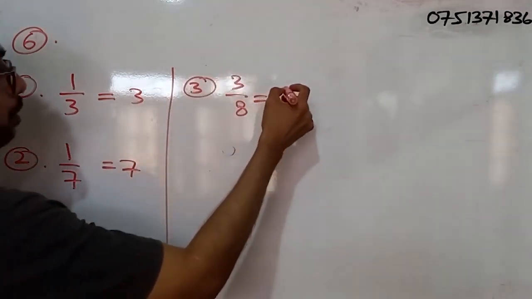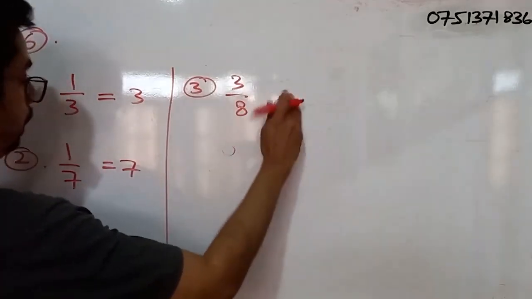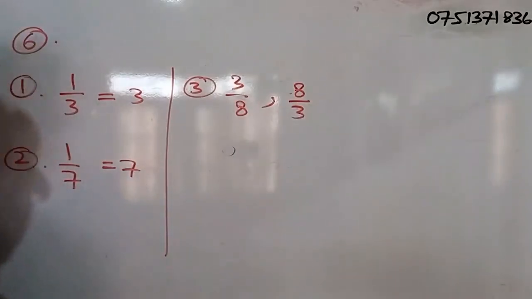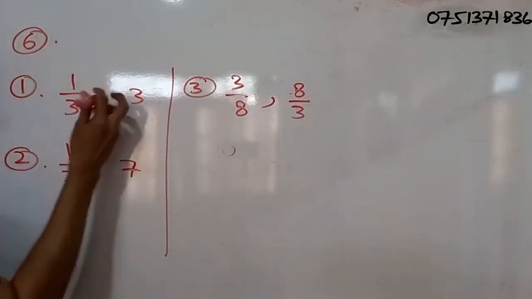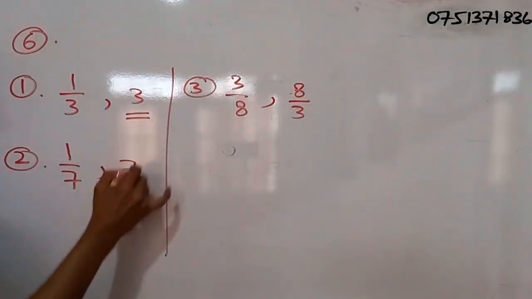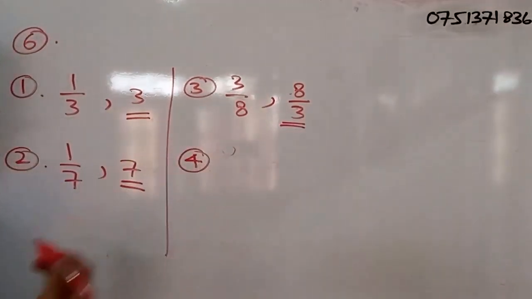So the reciprocal will be what? 8 by 3. The reciprocal is 8 by 3. Here also the reciprocal is 8 by 3. So this is the answer that they are expecting. Okay. Part 4.